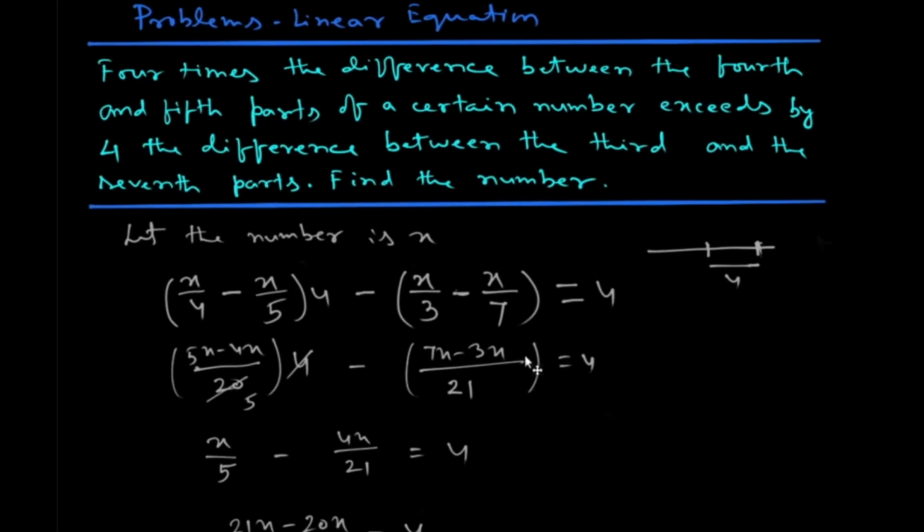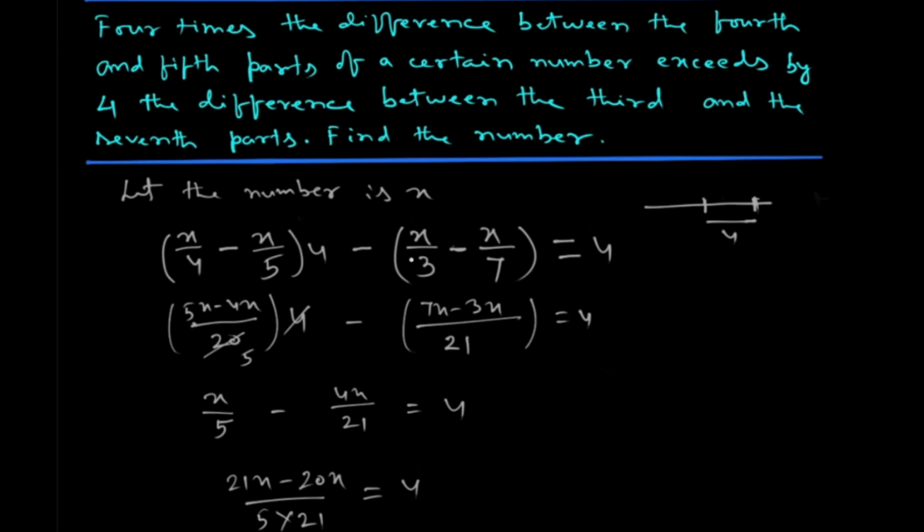Let us check whether it is satisfying or not. 420, its fourth part is 420 divided by 4, and its fifth part is 420 divided by 5, and it will be multiplied by 4 times, and let us see how much it is. This value is 105, and this value is 84, that is equal to 21 into 4, that is equal to 84.